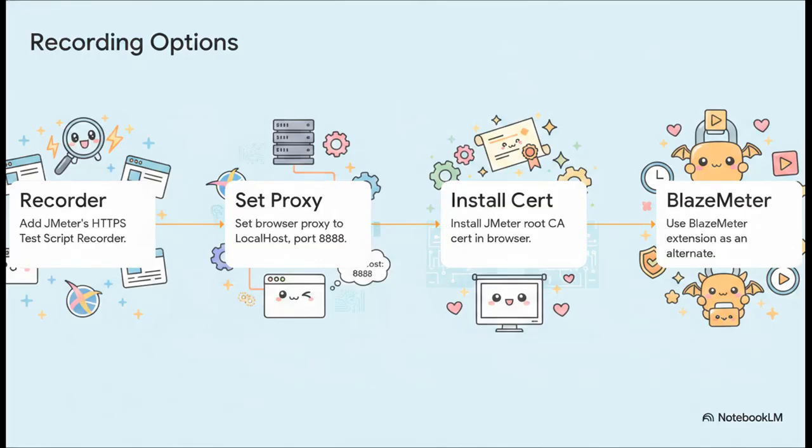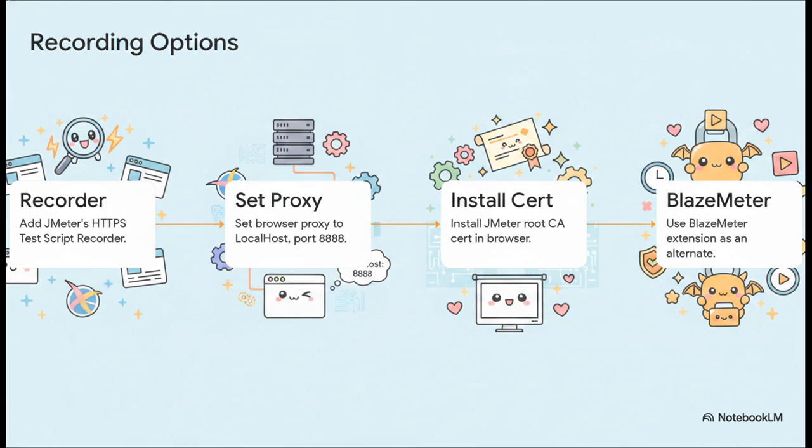Section 4, recording real-world scenarios. Instead of sitting there manually building out every single click and form submission block by block, JMeter has this genuinely magical feature. It's called the HTTPS test script recorder. You essentially just turn JMeter into a proxy server, you set your browser's proxy to point to localhost on port 8888, install a little security certificate that JMeter generates so it can actually read the HTTPS traffic, and then you just browse your website normally. JMeter automatically builds all the samplers for you in the background.